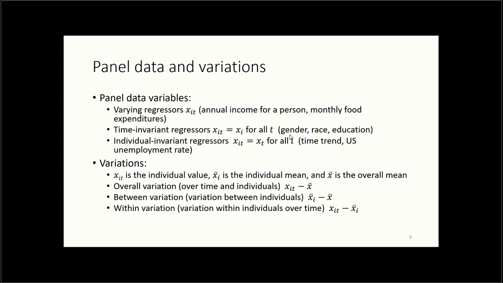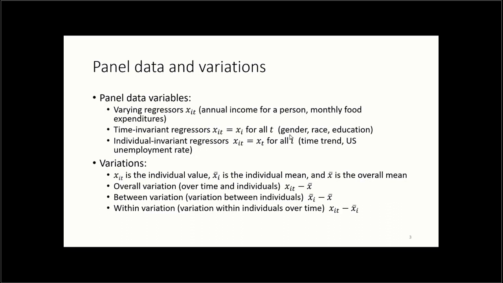And finally, we have individual invariant regressors. This is when x_it equals x_t for all i. And these would be variables such as a time trend or US unemployment rate. That would be the same numbers for all of the individuals in the sample.